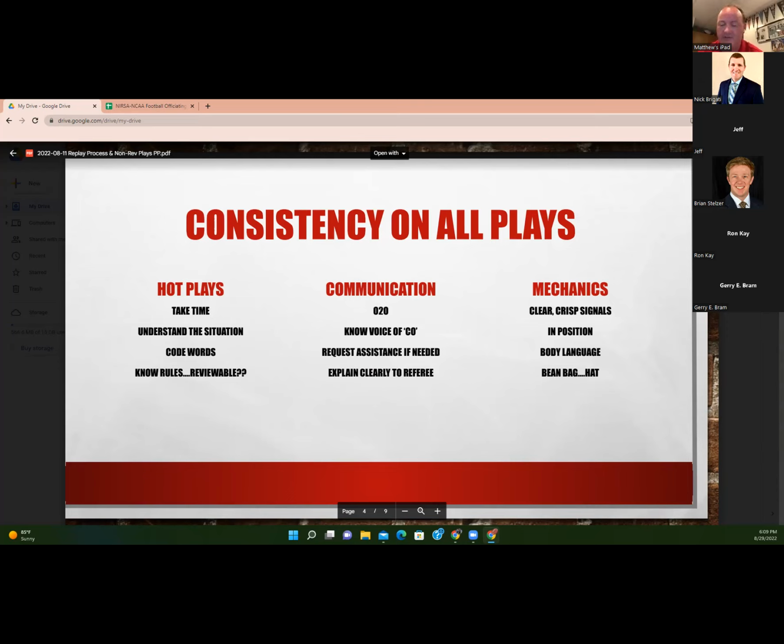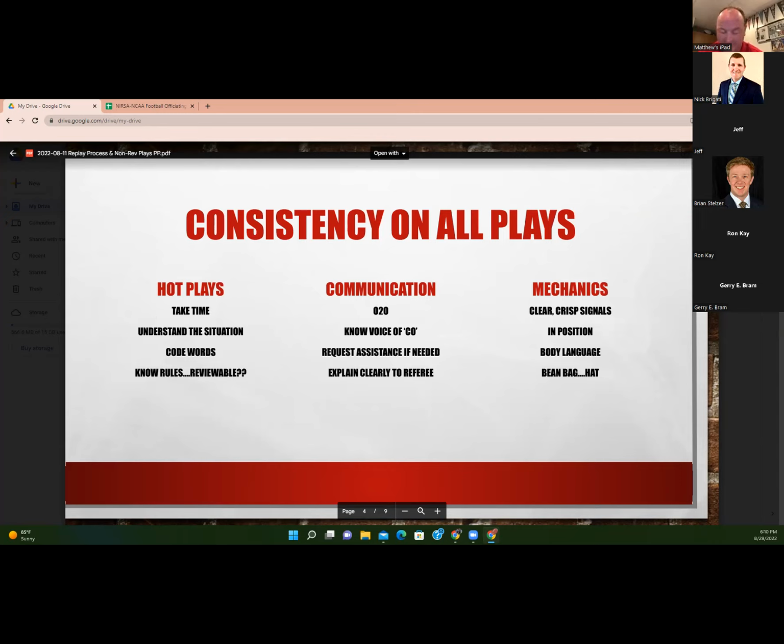For example, when we're getting into an expedited review, the quick review. If you hear "replay hot," that just came out from our COC guidelines. That means take your time, go slow. Chances are very good we're going to have an expedited quick review process coming up. That's just one example. In the end, on hot plays, you need to know the rules. Is it reviewable? Is it not?